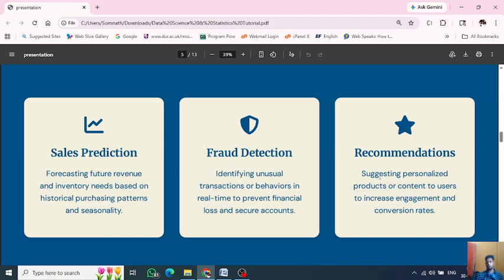Now is recommendation. Yeah, in online shopping like Flipkart and Amazon, you'll find that the apps will suggest some items based on your historical purchases. Okay, this was actually done by data science.